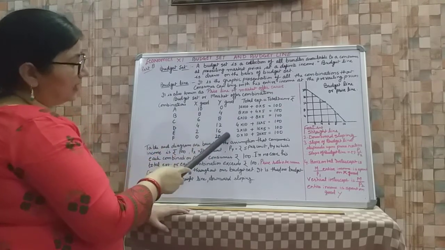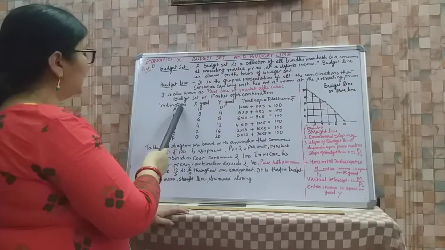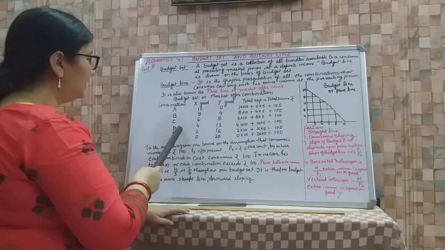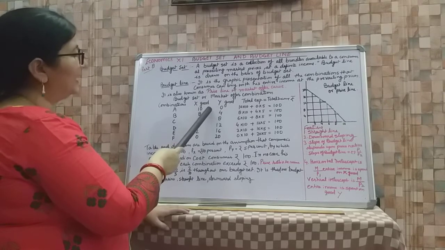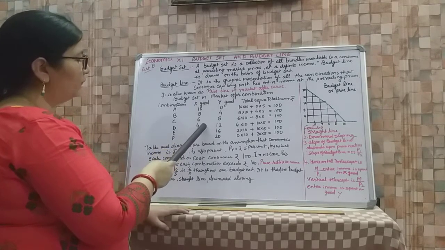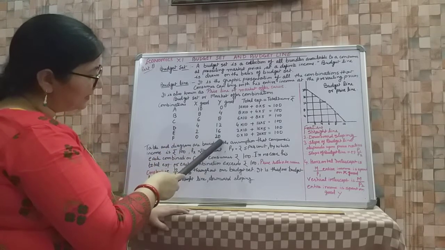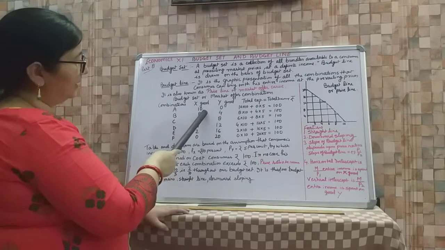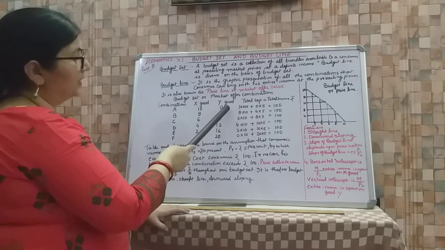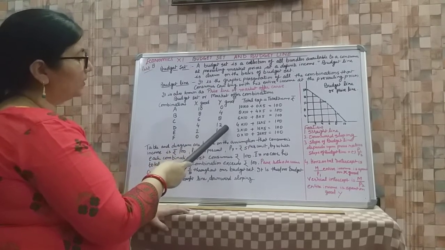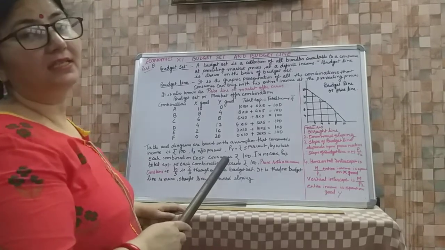Now, we can make the combinations with hypothetical data. The combinations are A, B, C, D, E and F. For the X good we are using 10, 8, 6, 4, 2 and 0, and the Y good is increasing. Here you are seeing a difference of 2 in the X good, and in the Y good a difference of 4: 0, 4, 8, 12, 16, 20. For that we must know how much the consumer's income is.